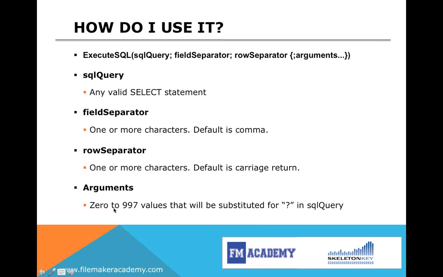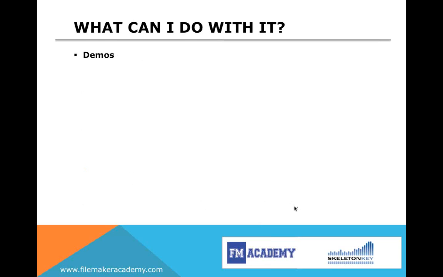The arguments are optional, and you can have from 0 to 997 values that are going to get inserted in place of a question mark as part of your SQL query. And that's really useful in a variety of situations because FileMaker will handle conversion of the data type for you, for instance, from a date or a time. And there are some nice things that you can do by using these optional arguments as part of your query. You certainly don't have to use those. You can calculate the query just as you normally would in a calculation, but using the optional parameters there can be useful. So let's dive into some demos.